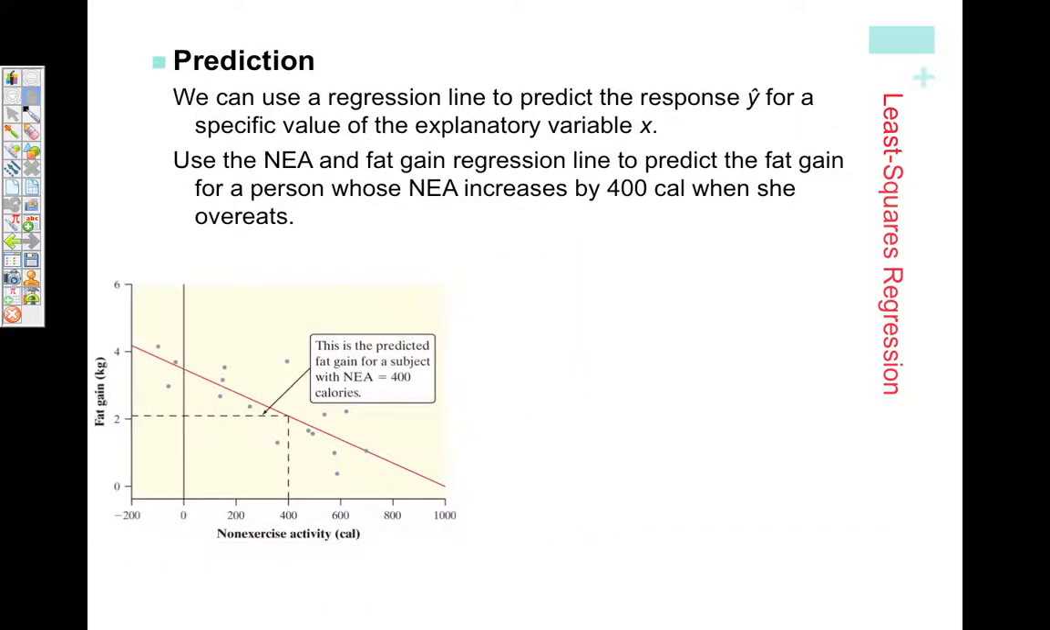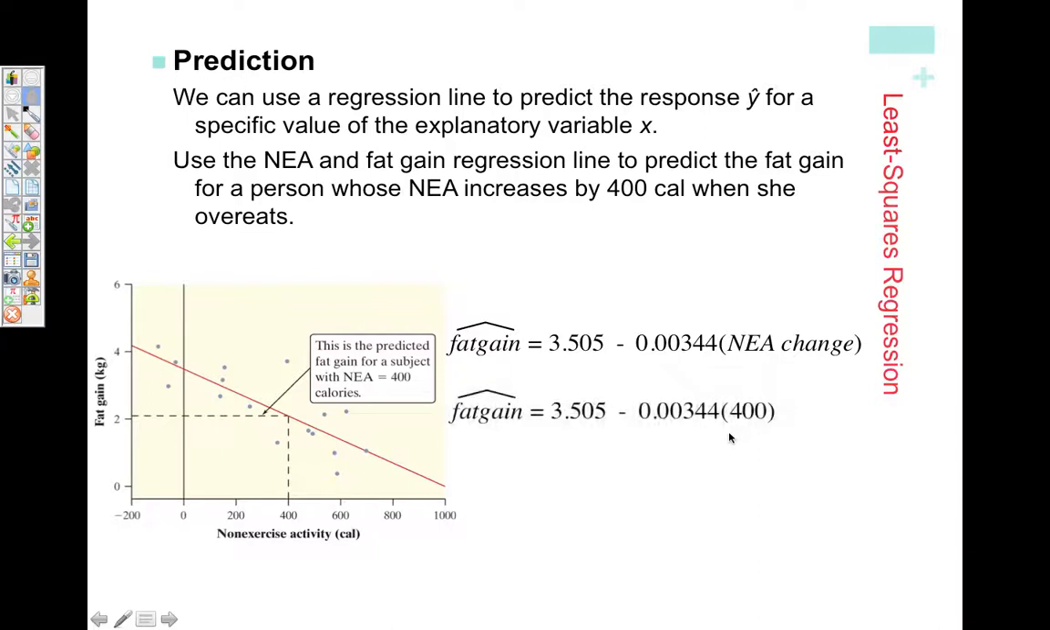We can use regression lines to predict y values for specific explanatory variable values. So for instance, if I wanted to know what would happen based on this model if I increase somebody's non-exercise activity by 400, we can use this model, this line, this equation to figure that out. So here is our regression model.